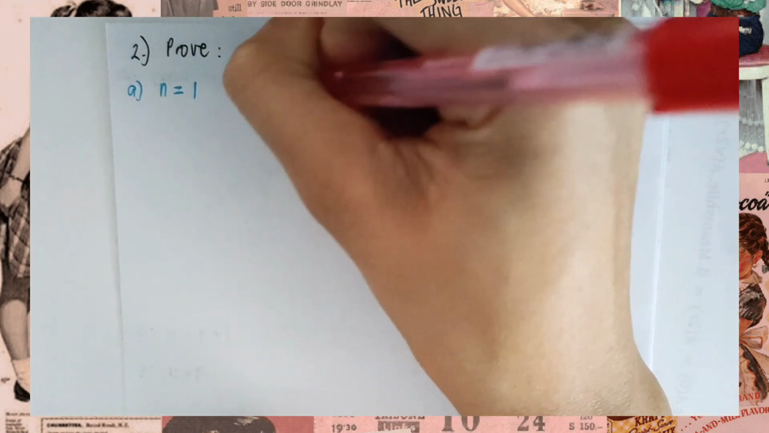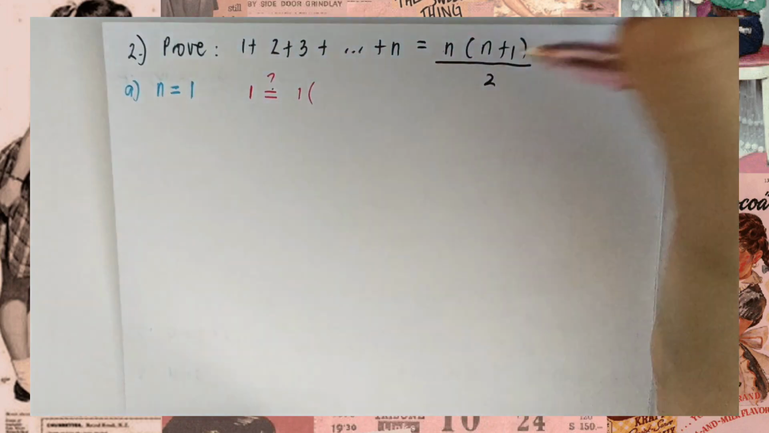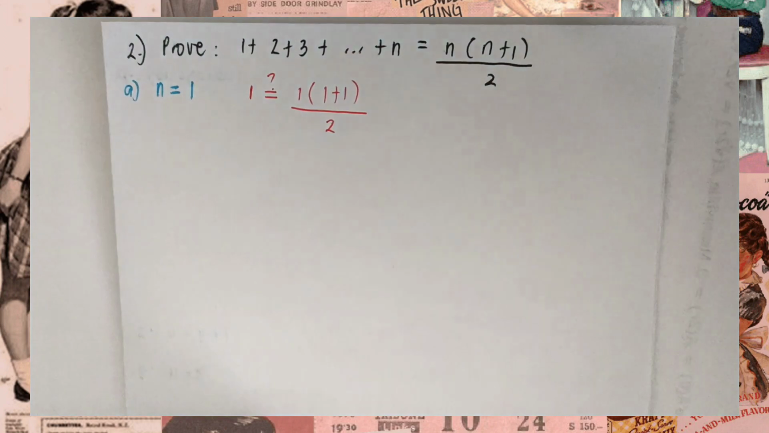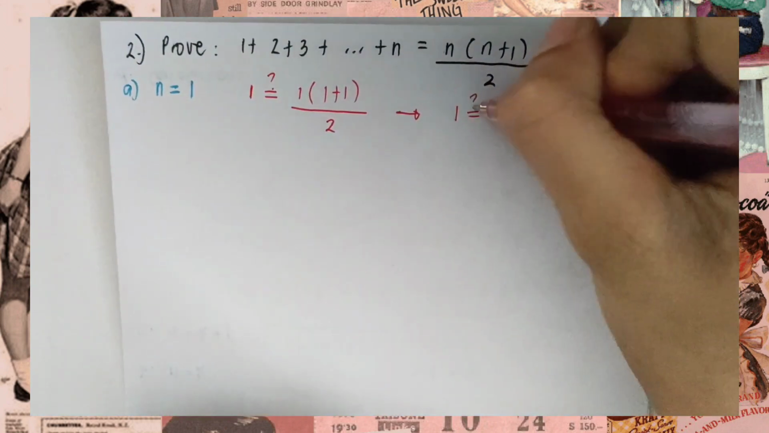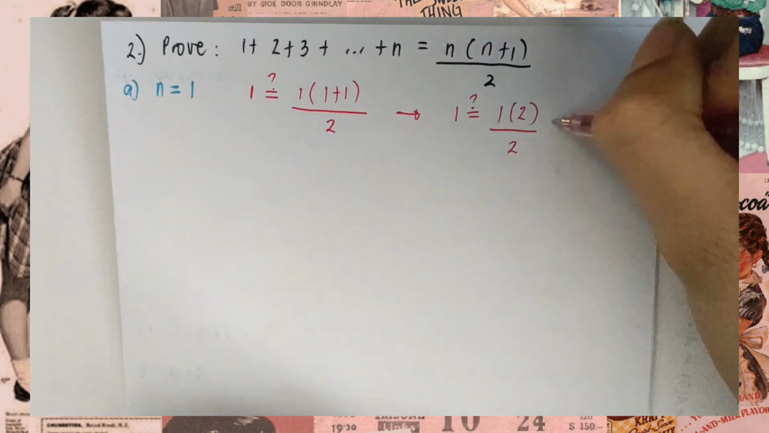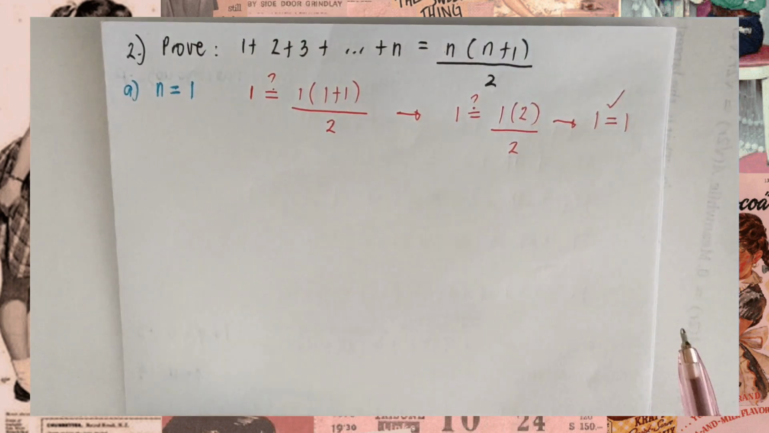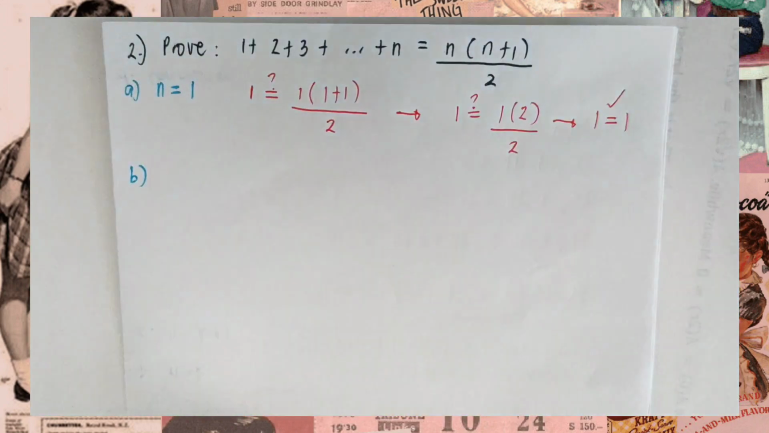So on the left side, we have 1. Will it be equal to 1 times 1 plus 1 over 2? 1. Will it be equal to 1 times 2 over 2? 1 equals 1. Since the first step is true, we can proceed immediately with our second step, the assumption.